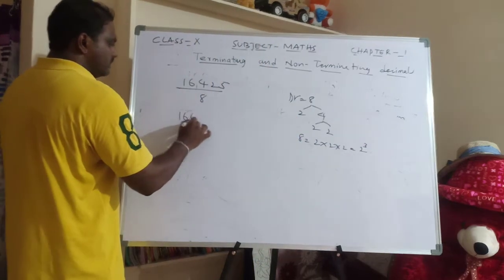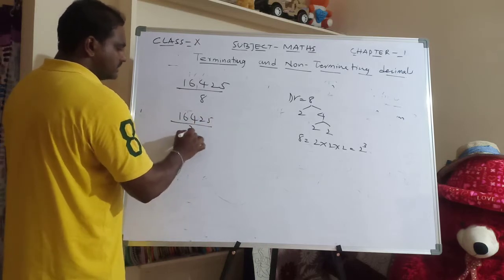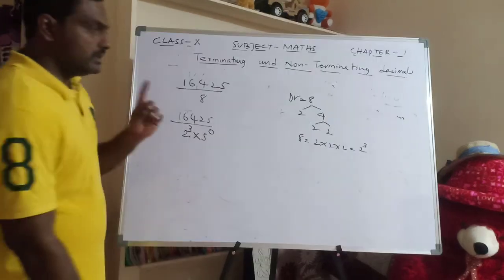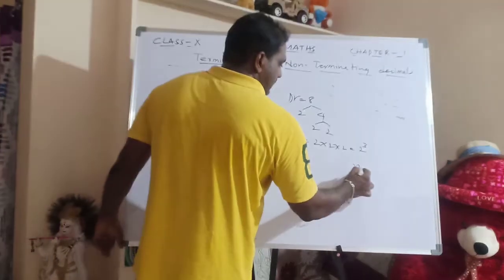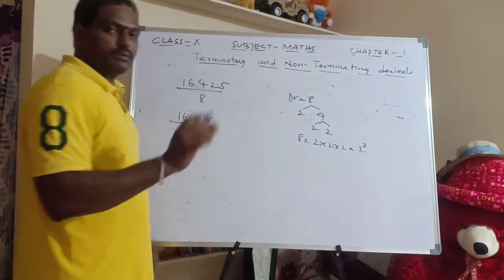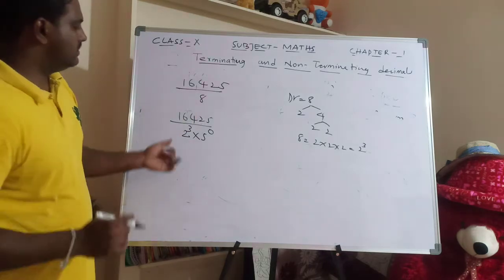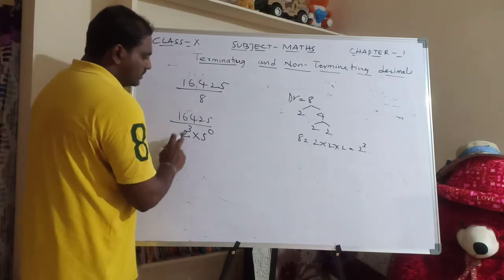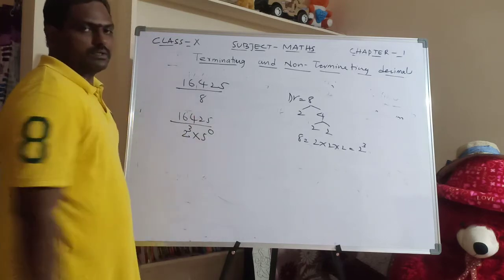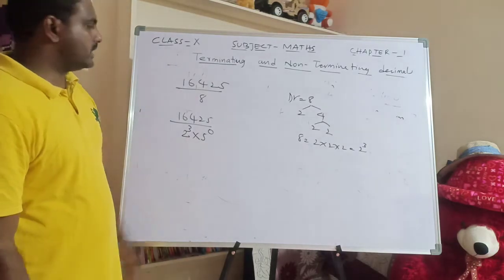So 16,425 by 8 can be written as 2 power 3 into 5 power 0. The statement is that n and m can be non-negative integers. There is no rule that it cannot be 0. Non-negative does not mean only positive integers. So now it is in the form of 2 power n, 5 power m, where n is equal to 3, m is equal to 0. Now tell me whether it is terminating or non-terminating. Yes, it is terminating.